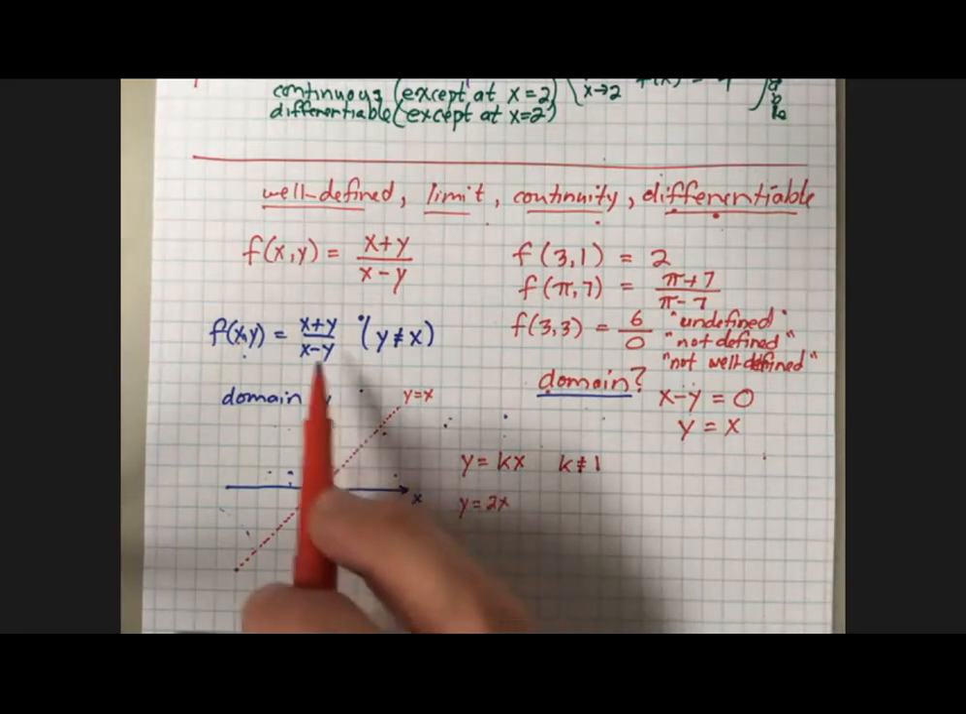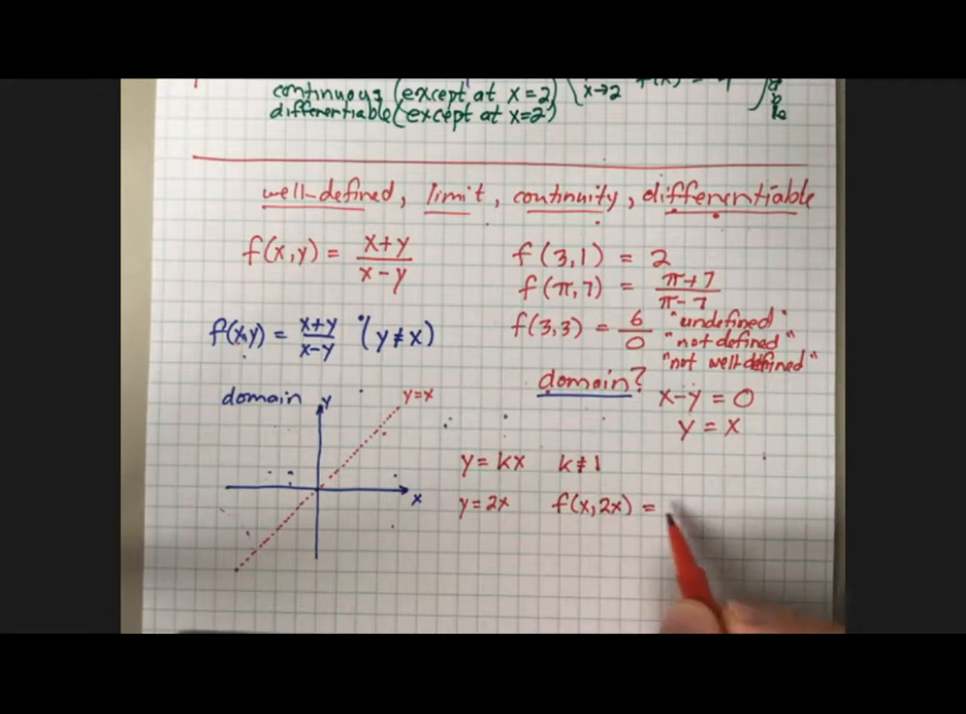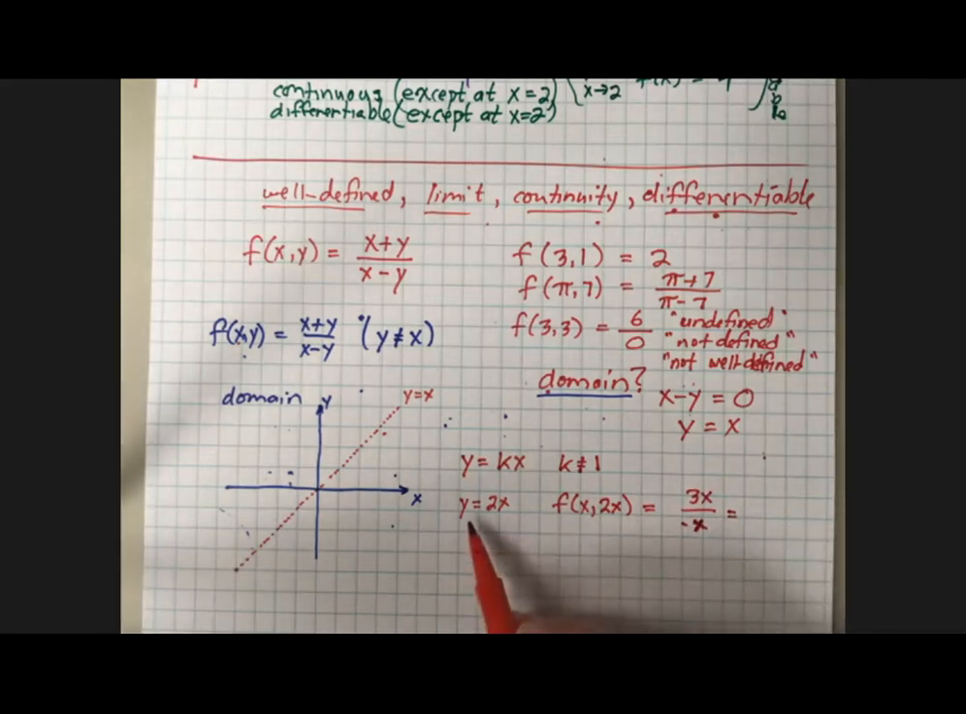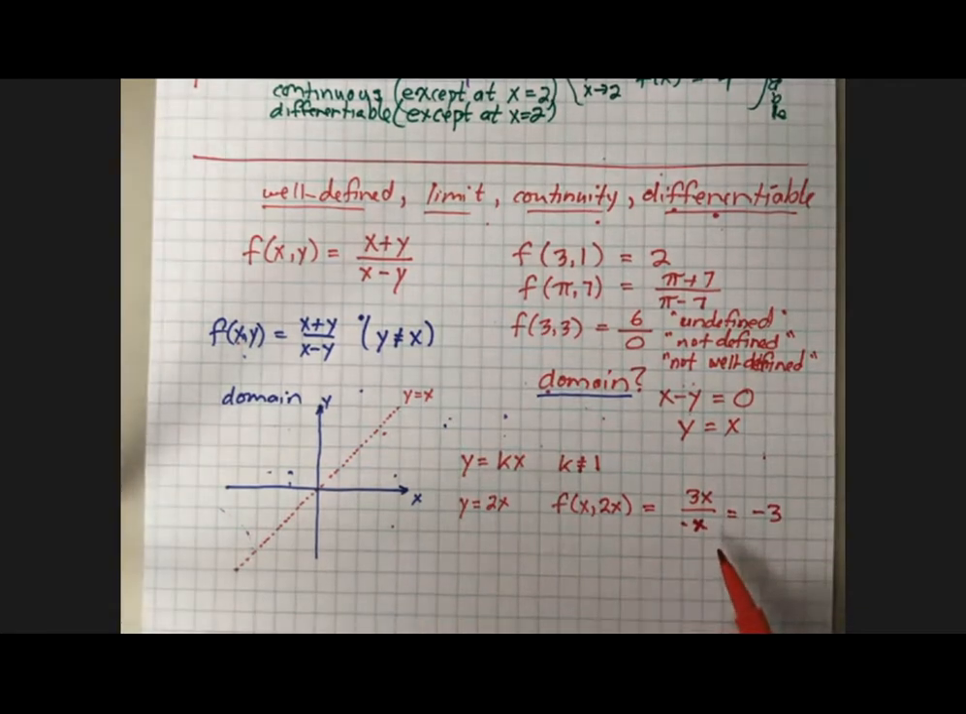Put the line y equals 2x into this function expression, x comma 2x. What do you get? On top, you get x plus 2x, which is 3x. On the bottom, you get x minus 2x, which is minus x. Well, that's very interesting. When you plug in the line y equals 2x, do you see that the function's value is minus 3? It doesn't even matter what x is, the function's value is minus 3.